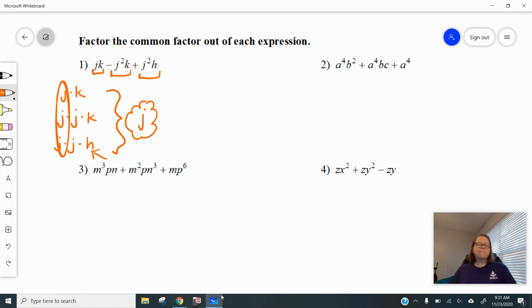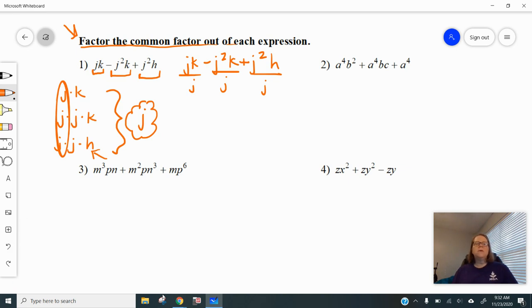And so if you have to factor it out, because the directions do say factor it out of the expression, then what you do is you take the expression, I'll just write it again over here so that we can see it. JK minus J squared K plus J squared H. Let me make sure I wrote it right. And I'm going to put divide by J, because factoring is a fancy word for dividing in a sense. It's like dividing.